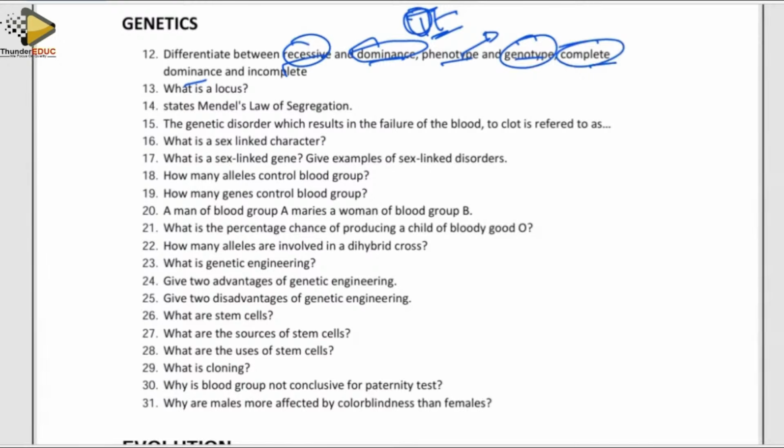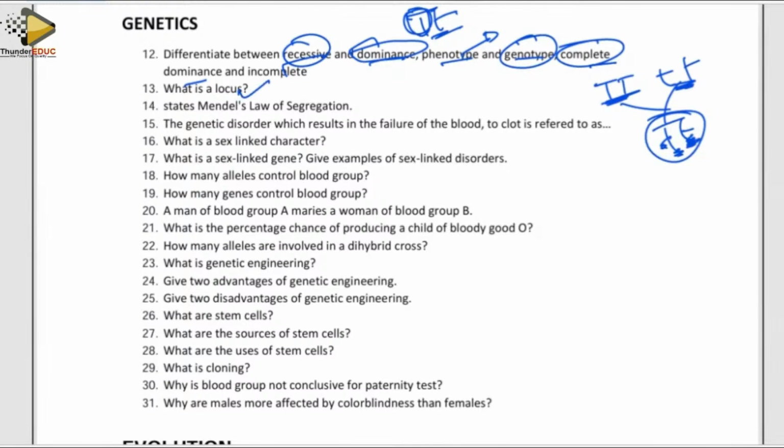Complete dominance here means that if you have capital T, small t, this is completely dominant over this. So if I cross, this person is going to be taller, however much you have a recessive one. So complete dominance is where one allele is completely dominant over the other. Then incomplete dominance is where neither of the alleles is completely dominant over the other, and it results in the production of an intermediate organism.